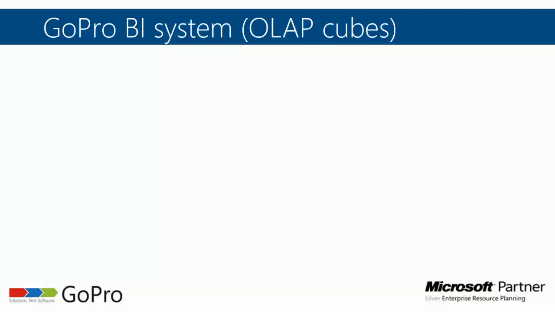The GoPro BI system contains 8 OLAP cubes. Inventory cube: here we can analyze inventory value, quantity, inventory age, inventory turnover ratio, days of inventory, etc., for items and resources. Sales cube: here we can analyze sales amount, profit, and sold quantity by items, customers, salespersons, and so on. General ledger cube: here we can make financial analysis, compare real and planned values, etc.